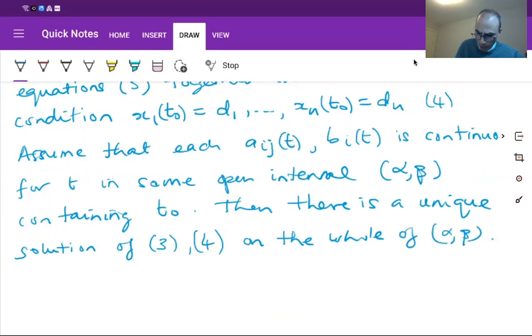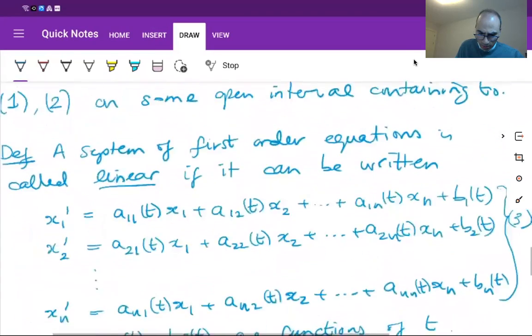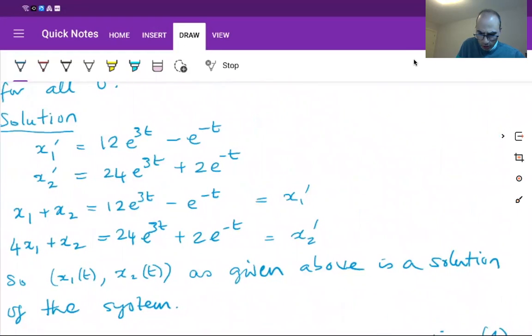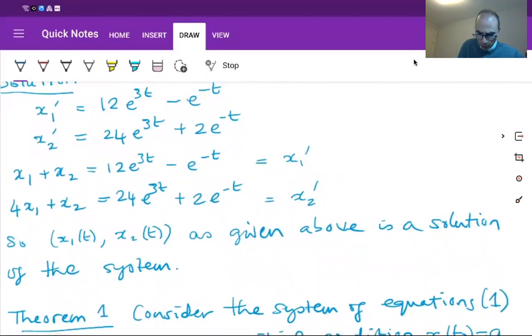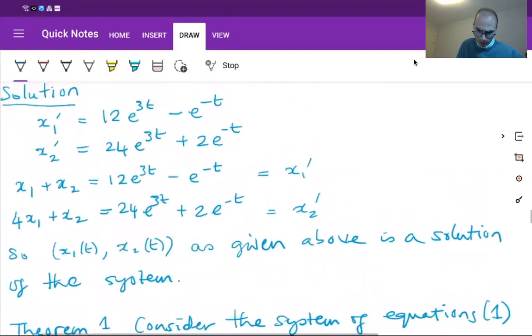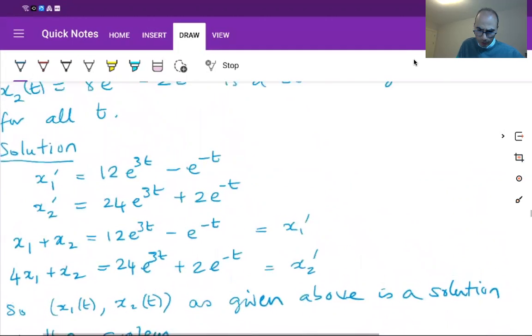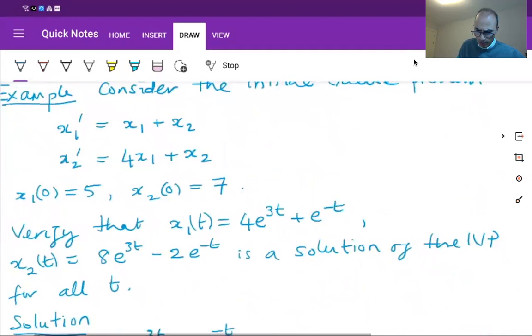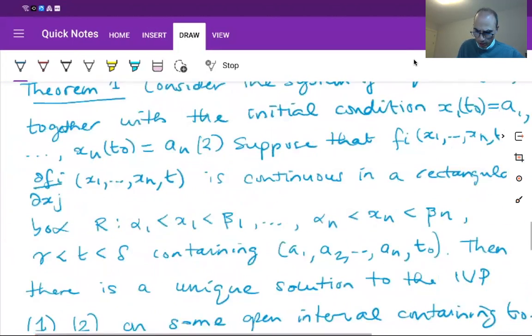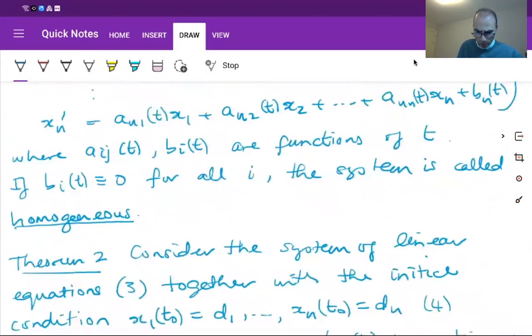Just to check, in the previous example we actually gave a solution. That was an initial value problem, and the coefficients were constant, so they were continuous for all t. The solution we obtained was valid for all t. That's what we expect from the theorem.